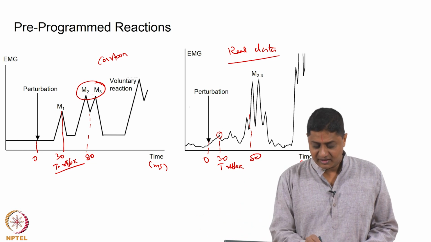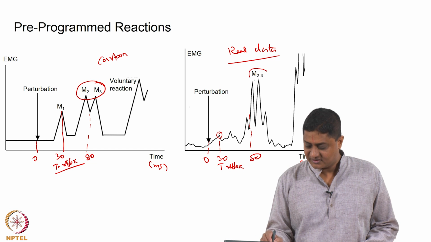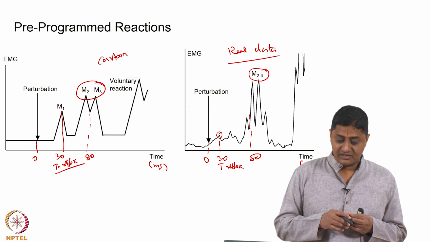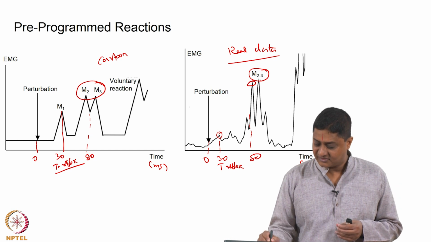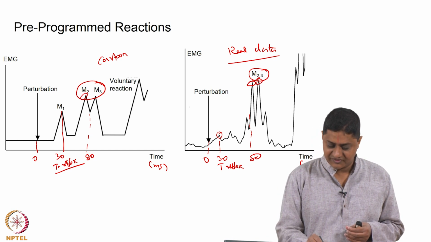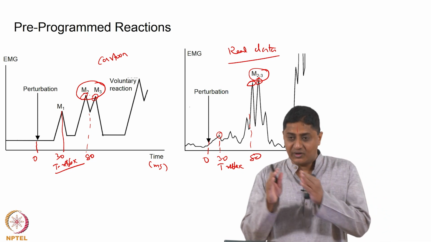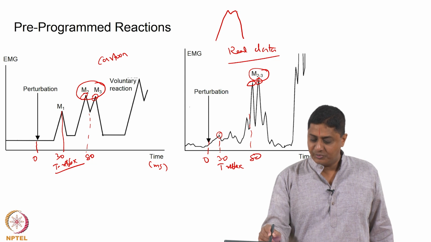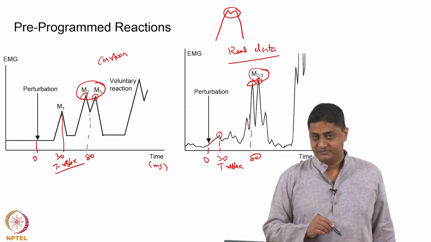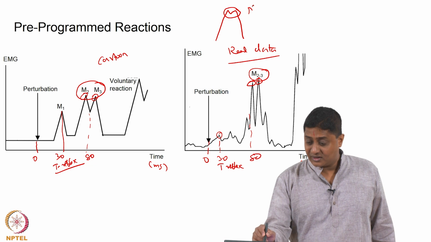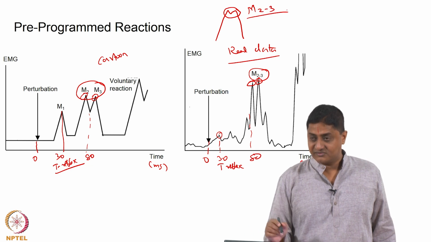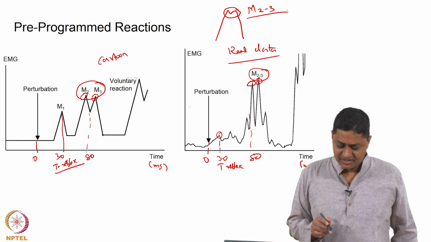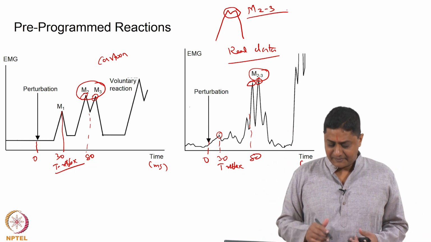Again, note here we have called this M2 M3, here we have called this M2-3. That is because in some cases there are two distinct peaks, like it is here, there are two peaks here and two peaks here. If there are two peaks, these are M2 and M3. Sometimes the two peaks are not so distinguishable. In that case they are M2-3, and they are still called pre-programmed reactions. That does not really affect that.